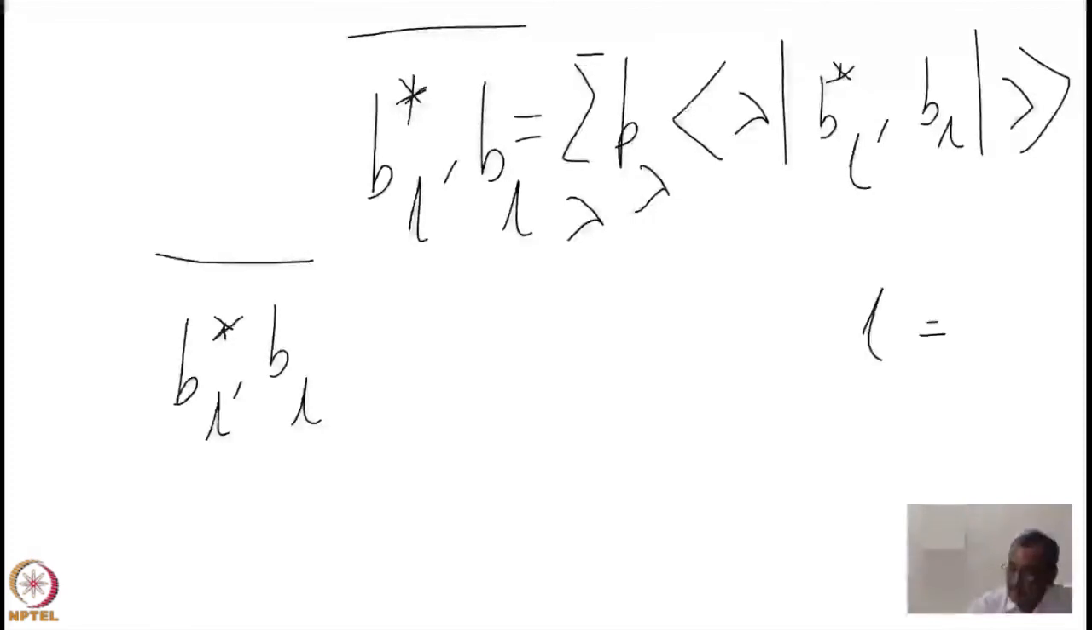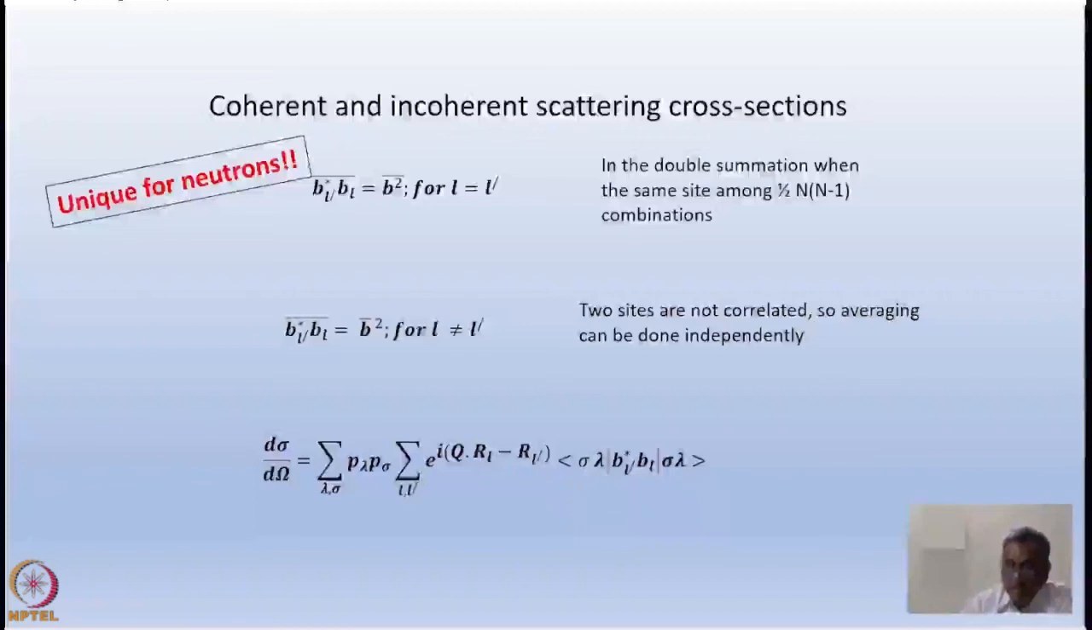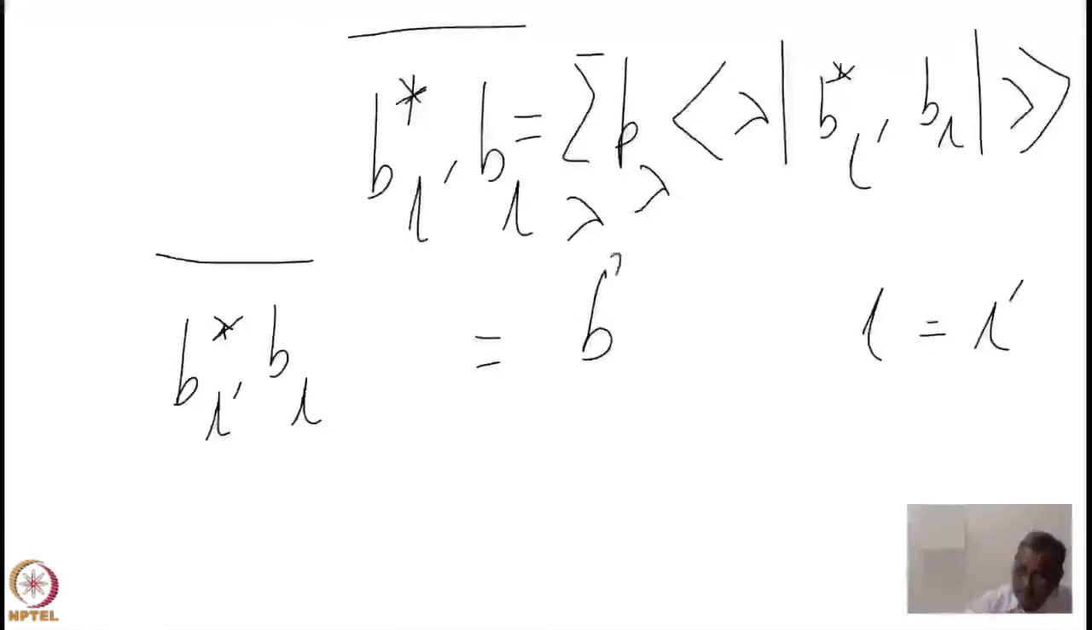L is equal to L prime, then these two are same, and what I get is that L equal to L prime, so both of them are same. So for L equal to L prime, I get B square and I have to average over that. When L is not equal to L prime, then you have to do the averaging separately, because our assumption is that two sites are uncorrelated so far as their isotopes and spins are concerned.